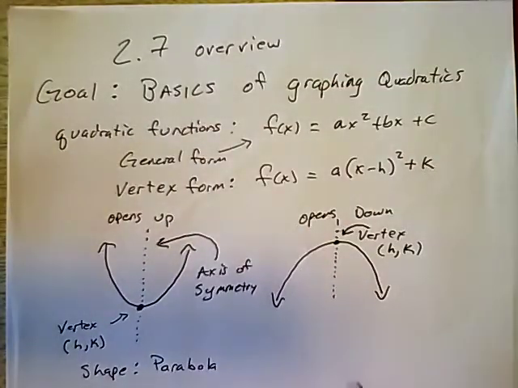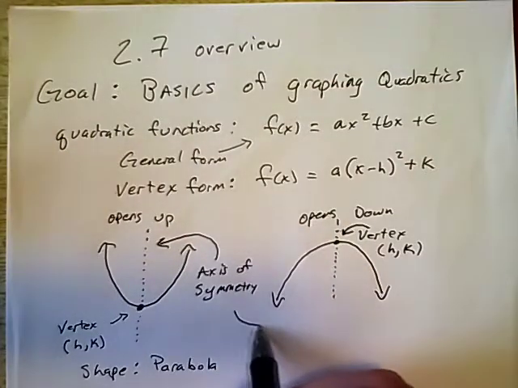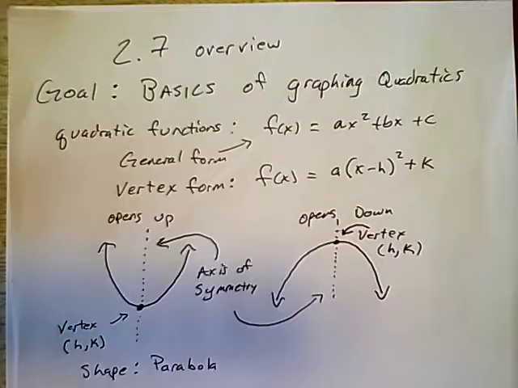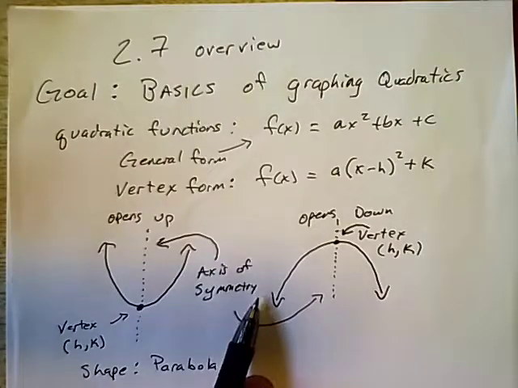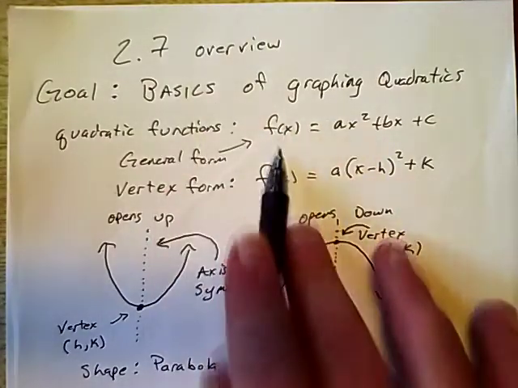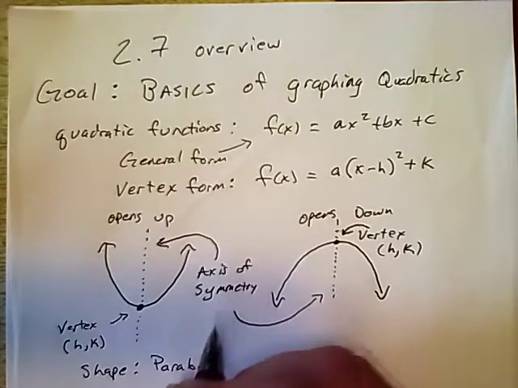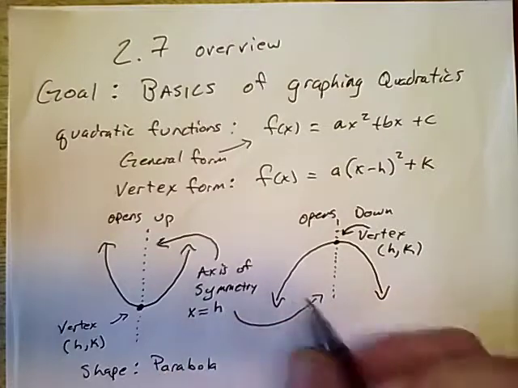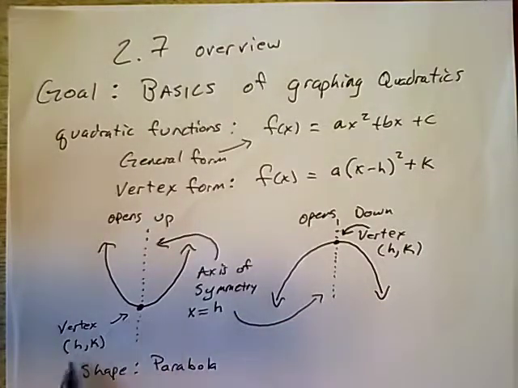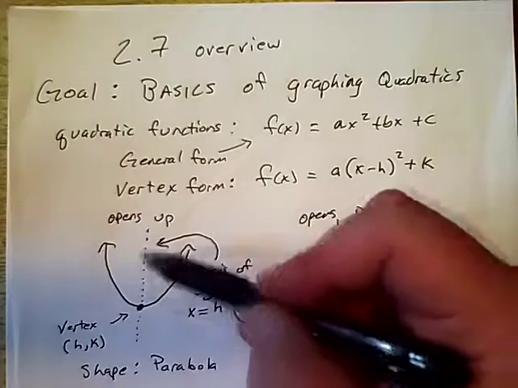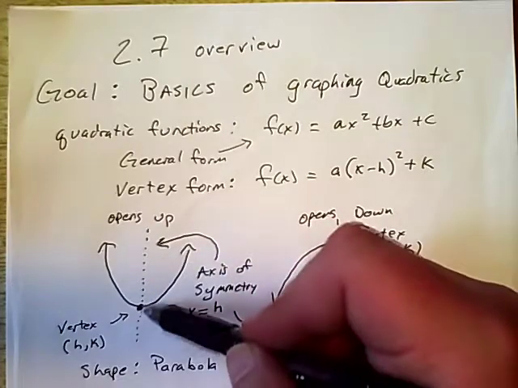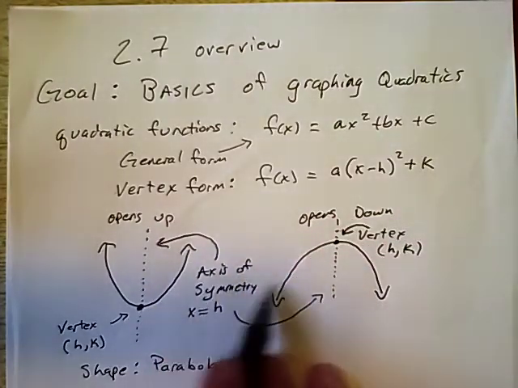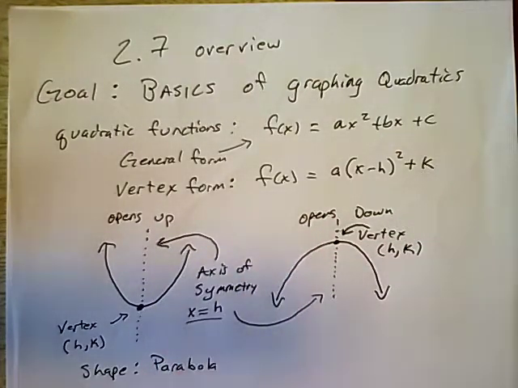So this dotted line would always be that line. And the axis of symmetry for graphing quadratic functions is always going to be in the form of x equals h. Well, h is my x coordinate here. And this is the vertical line that goes through the x coordinate. So the axis of symmetry is going to be in the form x equals h.